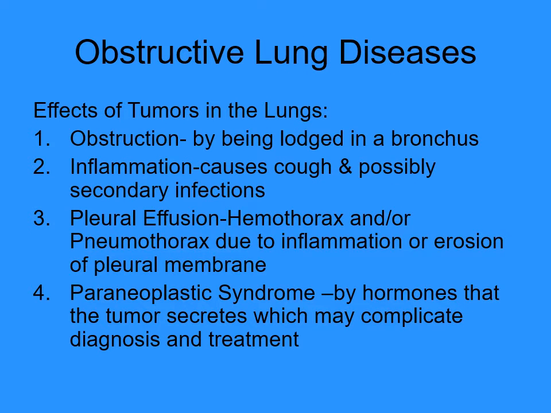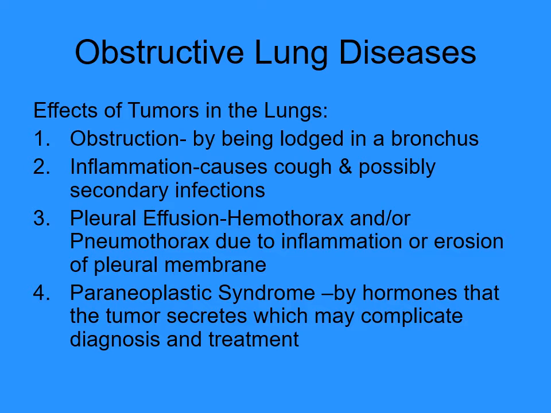Effects of tumors on the lungs. Number one, obstruction. If the tumor is lodged in a bronchus, then it can affect airflow and getting air in and out of the lungs. Inflammation can cause a cough and possibly secondary infections. Pleural effusion, hemothorax and or pneumothorax due to inflammation or erosion of the pleural membrane. And then paraneoplastic syndrome by hormones that the tumor secretes, which may complicate diagnosis or treatment.